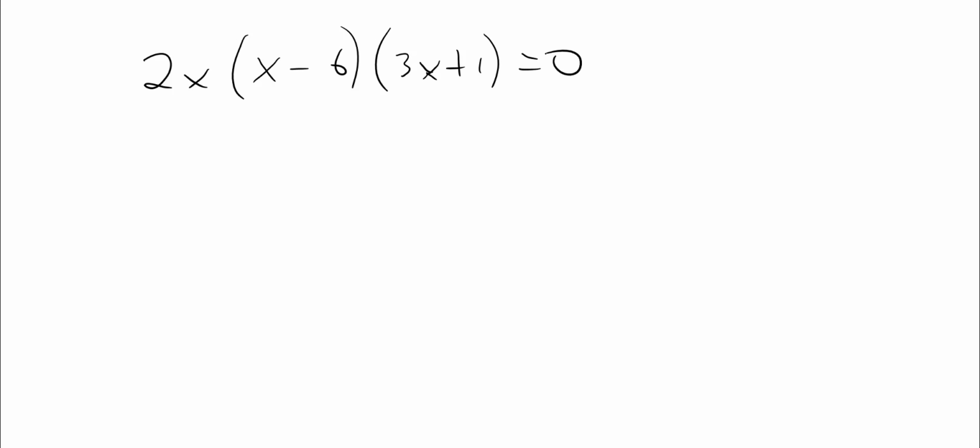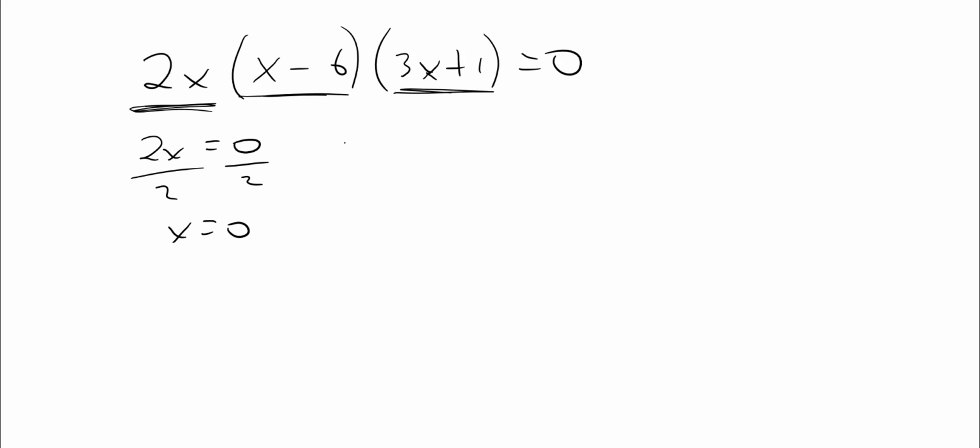Let's say I had 2x times x minus 6 times 3x plus 1 equals 0. So remember, how many solutions am I going to have for this problem? You should tell me I'm going to have 3, because of this one, this one, and this one. I'm going to set each of those equal to 0. Then I divide by 2, so x equals 0. This one, x minus 6 equals 0. Add 6 to both sides, so you get x equals 6.